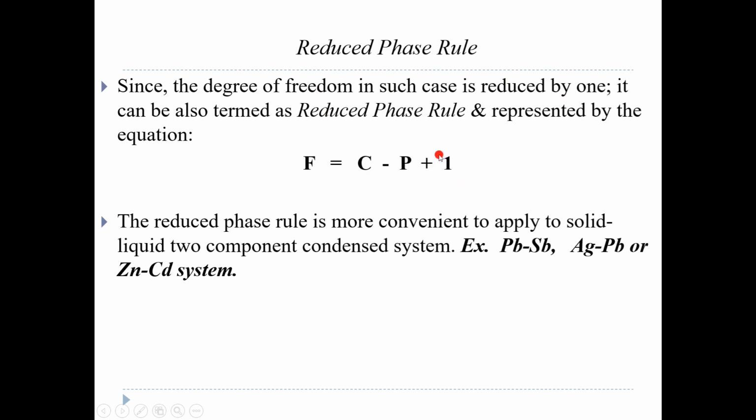Instead of 2, we write 1. So now you have the new phase rule for a condensed system, or reduced phase rule, that is F = C - P + 1. Why is there 1? Because we have reduced it by one parameter. This is applicable for two component systems like the silver lead system, zinc cadmium system, and lead antimony system.